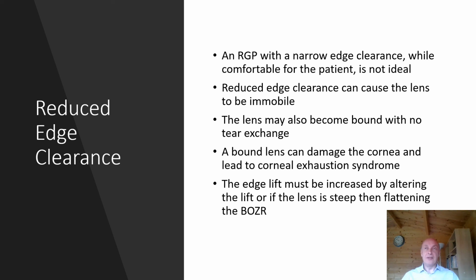On patients such as these, you'll see corneal edema, central corneal haze, reduction in VA, and in extreme cases we may even see folds or striae. So the lift of the lens must be increased by altering the lift if it's an option available on the lens that you're fitting. Or if the lens is also steep as well as reduced edge clearance, then flattening the back optic zone radius can help to increase the lift away from the cornea.